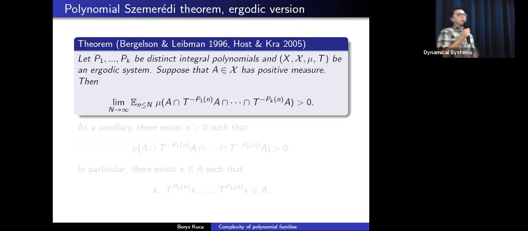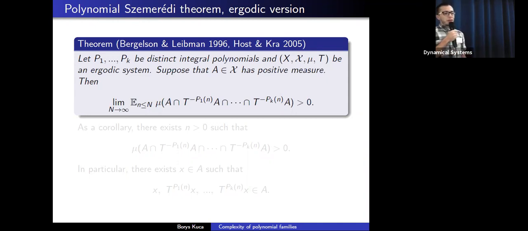So you might ask, why do we care about the convergence of these objects? Why would we want to study them at all? And the reason is because they appear in the Polynomial Szemerédi theorem of Bergelson and Leibman. This theorem exists in two versions, an ergodic one and a combinatorial one. I'll discuss both of them, starting with the ergodic version. So the ergodic version goes as follows.